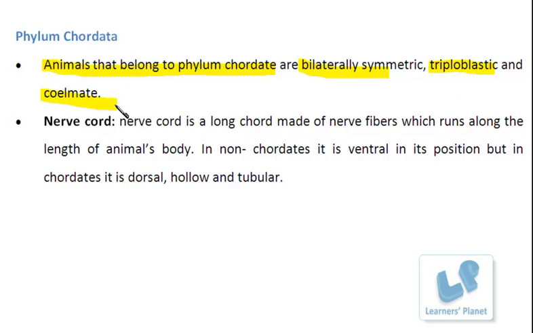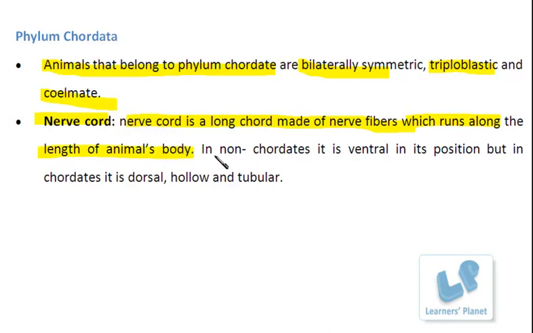But as the complexity is increasing, definitely in the subclassification, we should now concentrate on those specific features which are present in these complex organisms. So the very first feature which is present here is the nerve cord. This nerve cord, basically, is a long cord which is made up of nerve fibers, and it runs along the length of the animal's body.